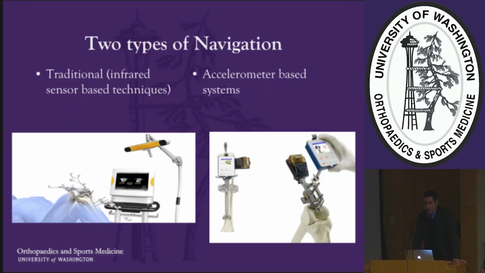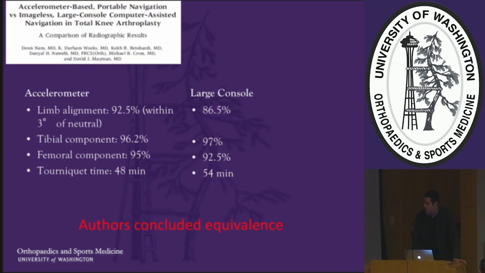As Stuart alluded to, there's two types of navigation. There's the traditional infrared sensor-based techniques and the accelerometer-based systems. Now, I'm going to be focusing most of my discussion on the accelerometer-based systems because that's where I have most of my experience. But also, if you look at studies comparing the two, they've been concluded to be equivalent in respect of achieving overall limb alignment, tibial component alignment, femoral component alignment, and also have been shown to be somewhat faster than the large console.